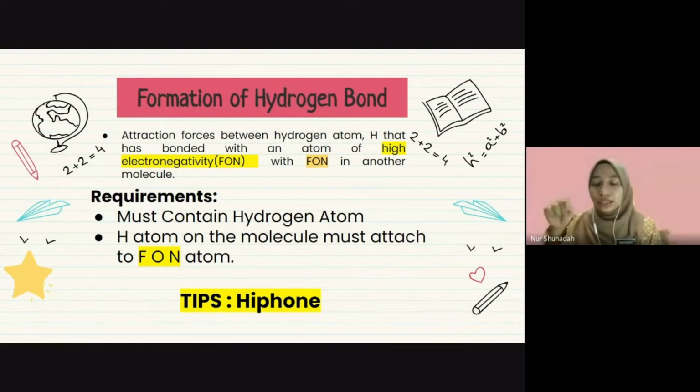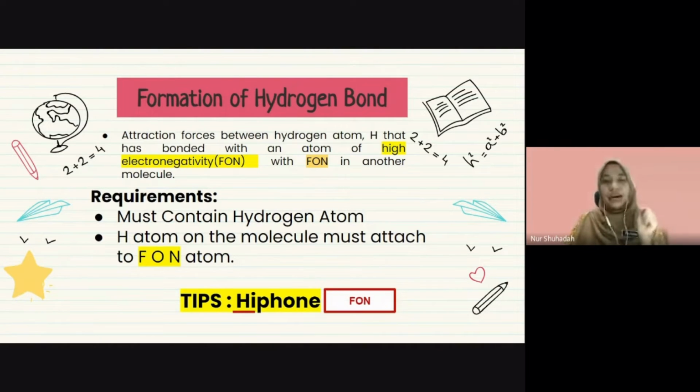First, it must meet the requirements. So what are the requirements? There are two. First, the molecule must contain a hydrogen atom. Second, the hydrogen atom on the molecule must attach to a FON atom. To make it easy to remember, I prepared a tip here, which is HI FON. HI stands for the first requirement, that it must contain hydrogen atom. FON is for high electronegativity, which means the hydrogen atom on the molecule must attach to the FON atom.